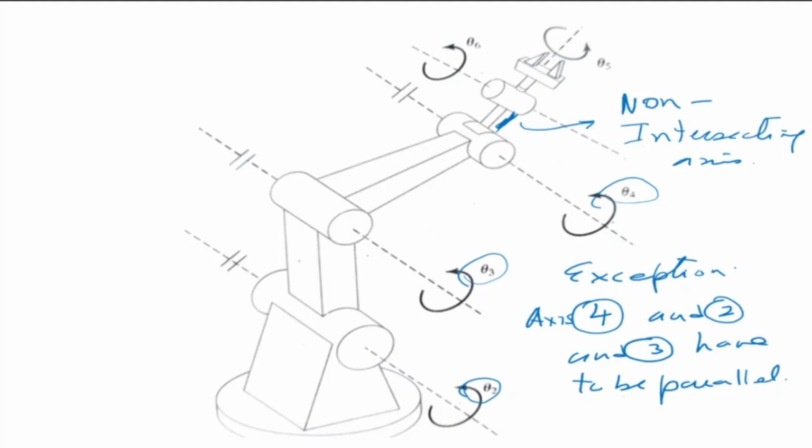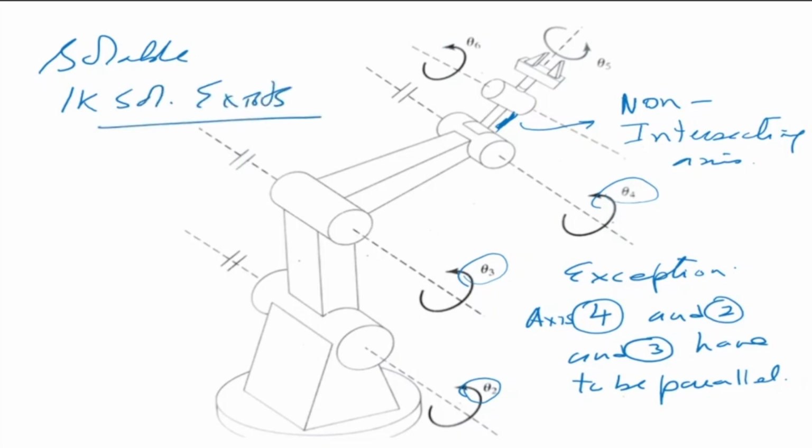Okay, so this has an inverse. So this is a solvable system, or an IK solution exists. So this is something to keep in mind, that when you're designing the wrist, either we have to make them intersecting, or if you're making them non-intersecting, then what is the exception?